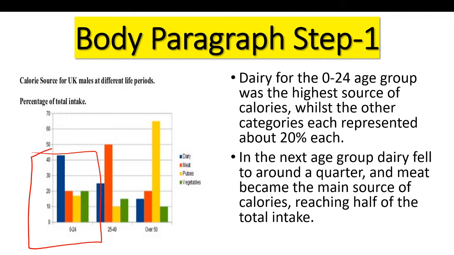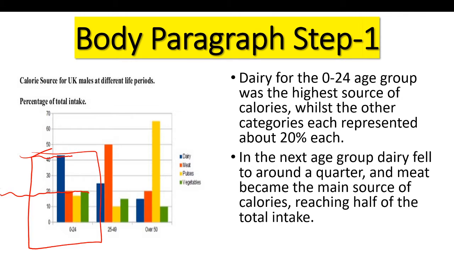So like, for the 0 to 24 group, dairy was the highest source of calories. This is the highest source of calories, whilst the other categories each represented about 20%. So they represent around 25 percent each. But if you talk about the dairy one, that is 40% actually.